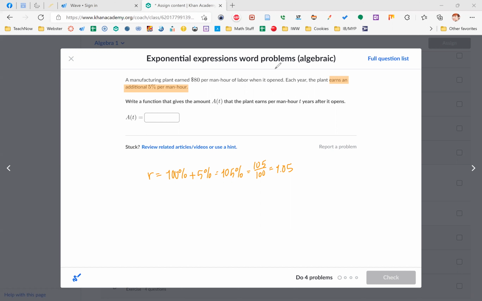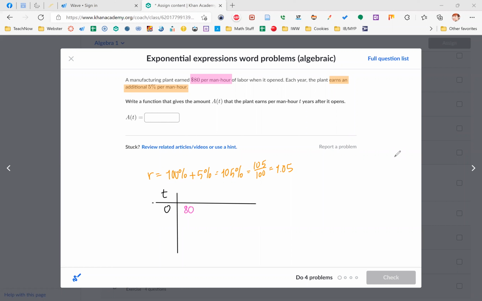What about the beginning of time? What happened at the very beginning of this whole situation? Well, when they first started, it was $80. So eventually you won't need to make this table, but let's go ahead and consider over time. T, as they've said here, is the number of years after it opens. So when it very first starts, time 0, beginning of the whole time, we have these 80 man hours.